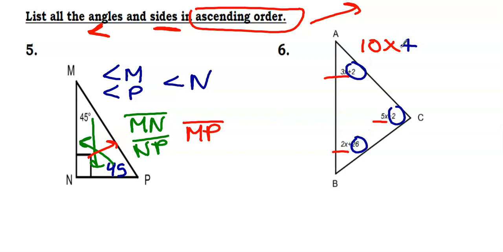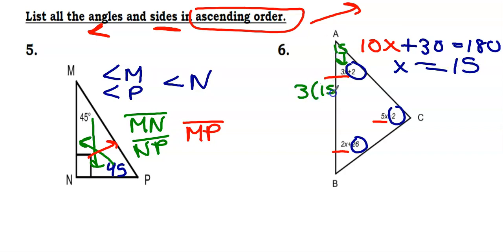So 26 plus 2 is 30. And that equals 180. So therefore, what does x equal? Well, x equals 15, and then I'd have to plug it back in. So I'm going to plug 15 back into each one. So 3 times 15 plus 2, 5 times 15 plus 2, 2 times 15 plus 26.